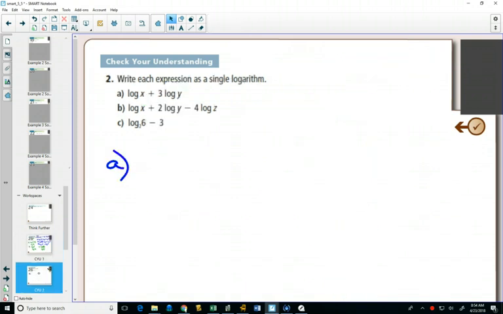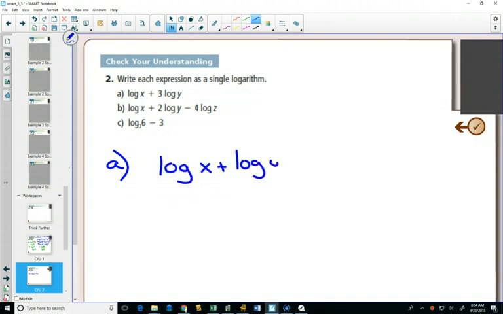What can we do with that 3 out in front? Well, we can use our power law. If you have a number out in front, it can go inside the logarithm as an exponent. So as a first step, I'm going to take this question and just do that. I'm going to move that 3 in as an exponent. And now it matches up with our first formula. It's a log plus a log. So now I can combine those. Adding is multiplying. And it becomes log xy cubed.